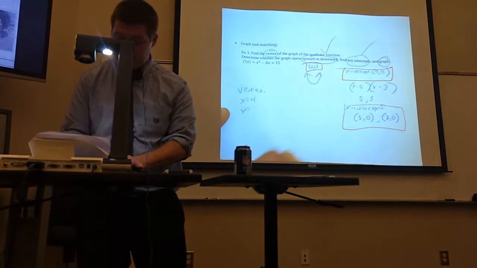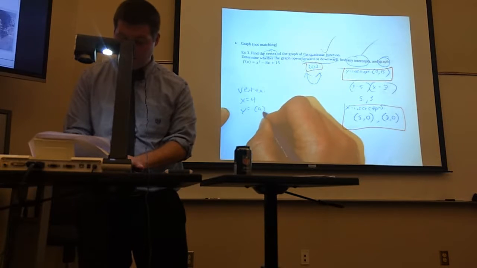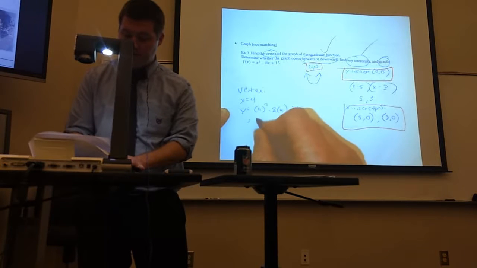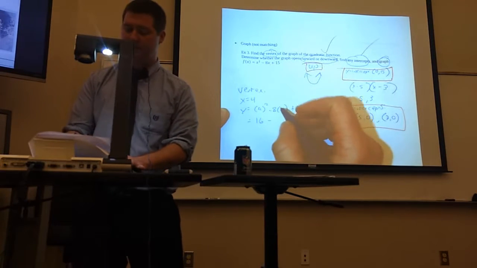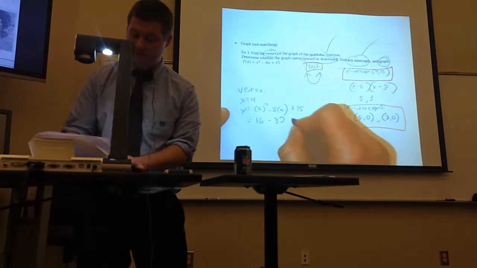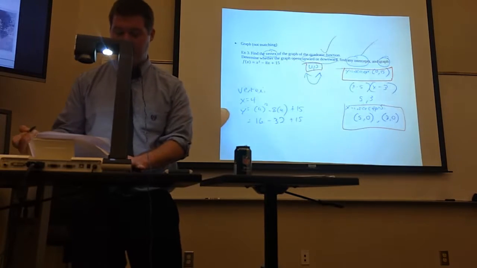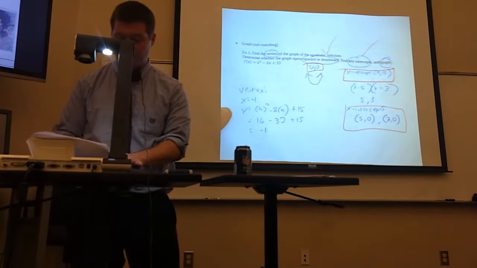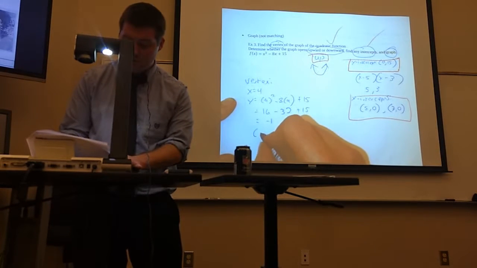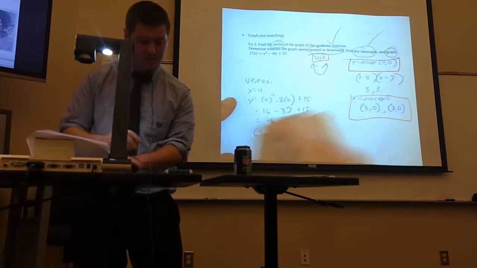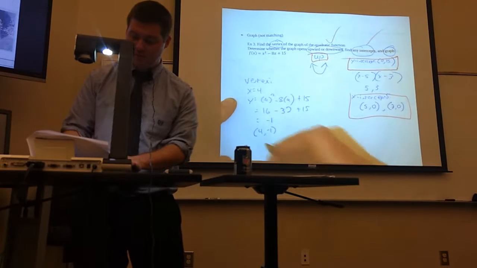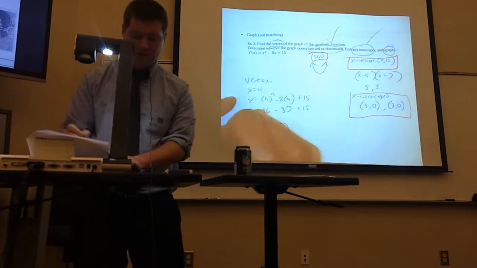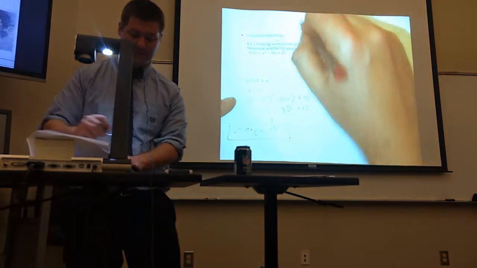And then y is 4 squared minus 8 times 4 plus 15. 8 times 4 is 32. 16 minus 32 is negative 16, plus 15, negative 1. So now we've got everything they've asked for, except the graph.